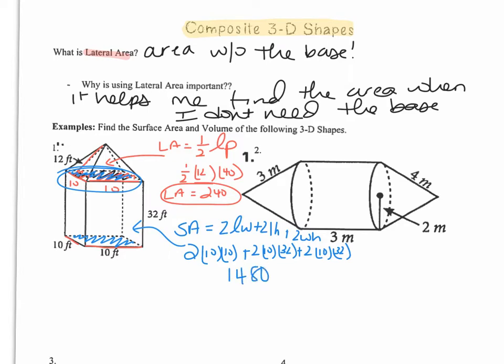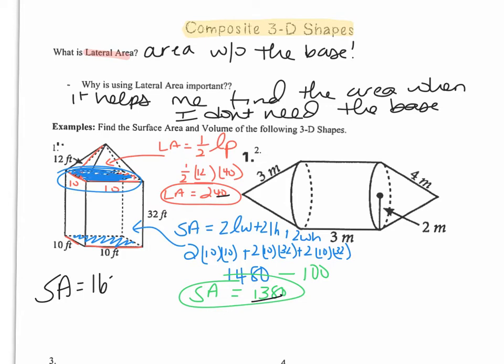1,480. But that's the whole surface area. I do not want the area of this rectangle up here. So I now want to subtract the area of that, which is a rectangle. Base times width is 100. So I have 1380 as my surface area. Now I lightly circle it. Now, the whole surface area of that whole Princess Tower is 240 plus 1380, which ends up being 1,620 feet squared.